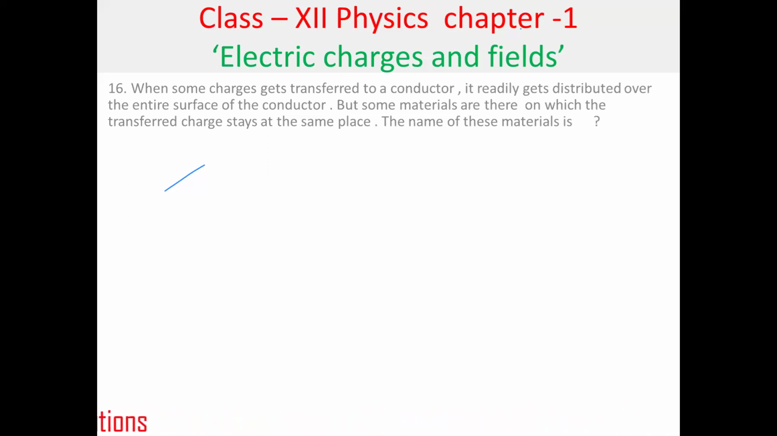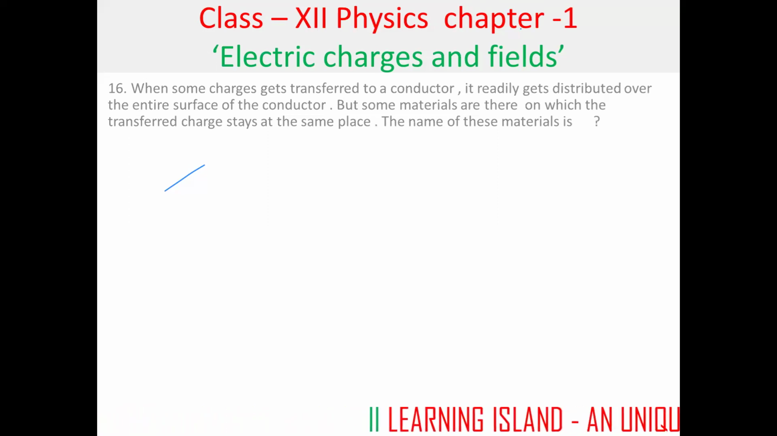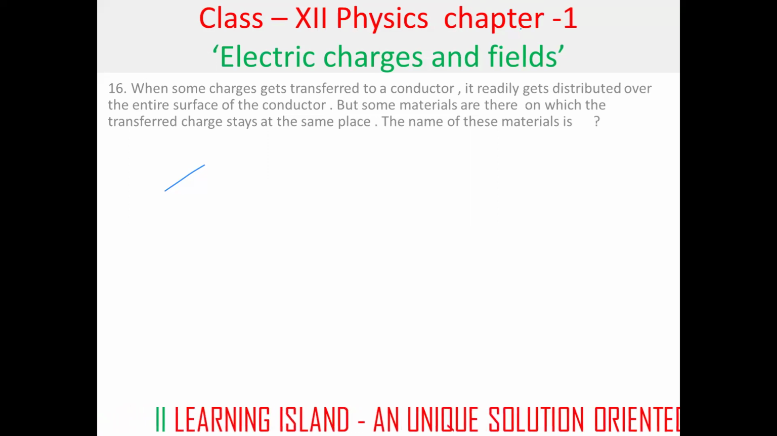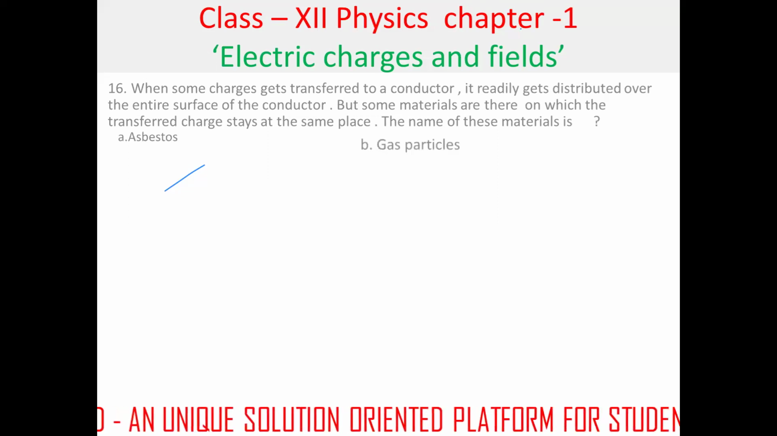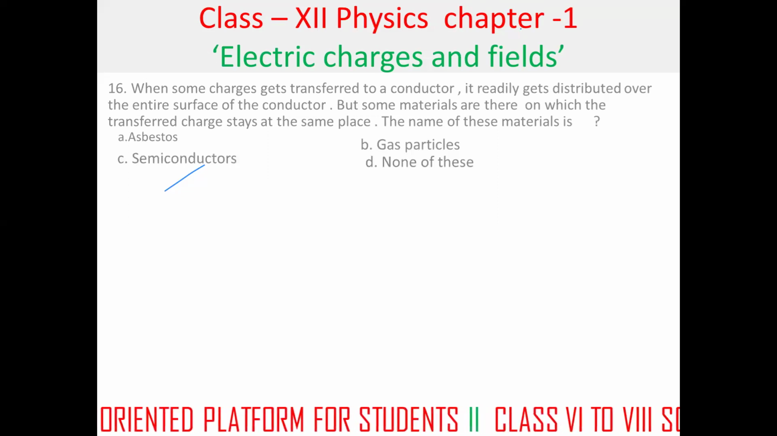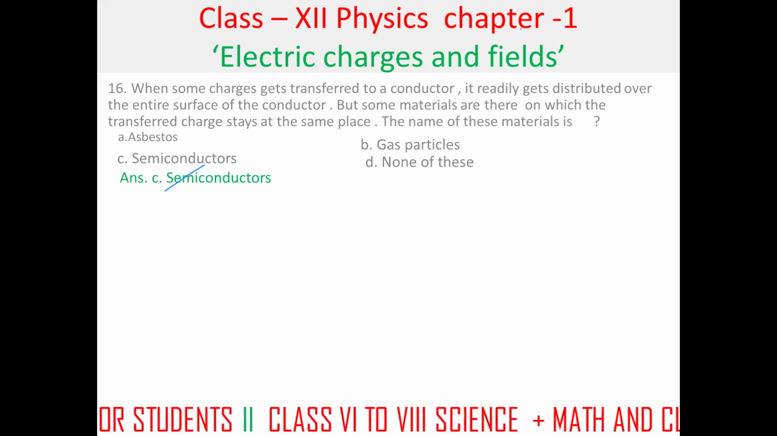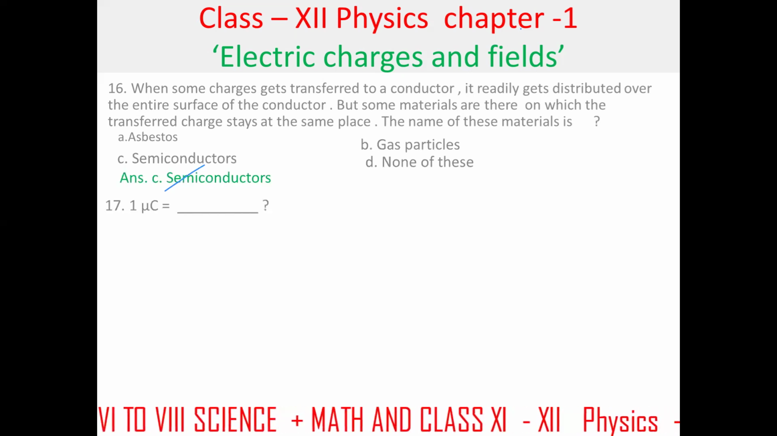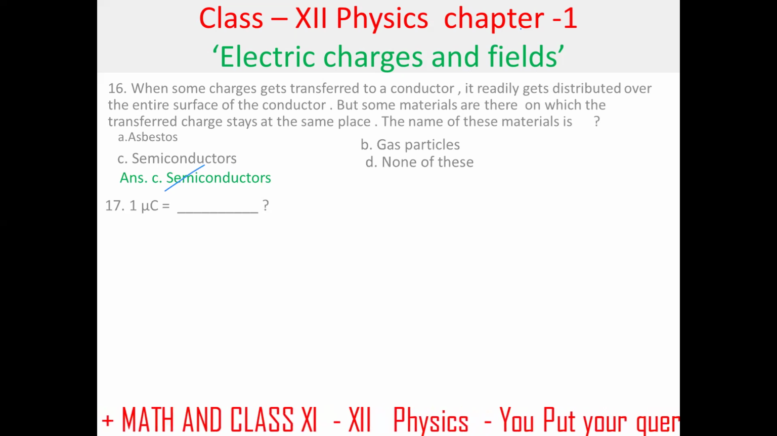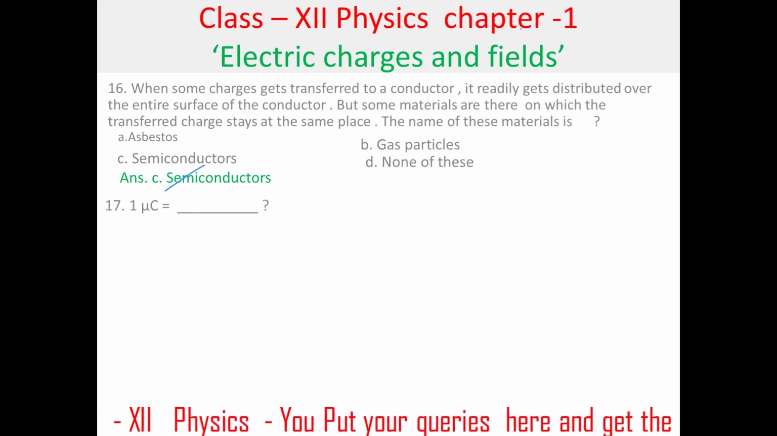Now see, the options are asbestos, gas particles, semiconductor, none of these. So the answer is semiconductor. Now next question, 1 microcoulomb is equal to how much?